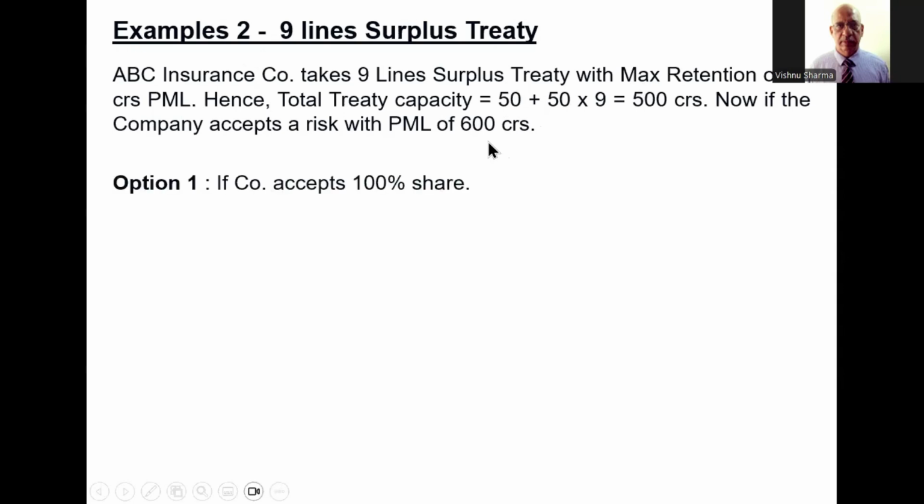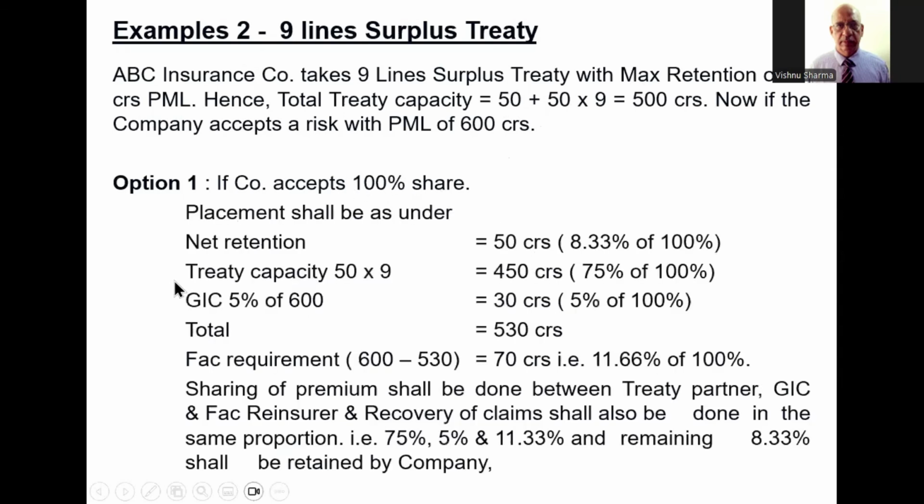How will the placement be done? Option 1, the company accepts 100% share. In that situation, what will happen? Net retention 50. How much is it? 8.33% of 100%. These percentages have to be calculated, because once you do the allocation of premium, these percentages are required.